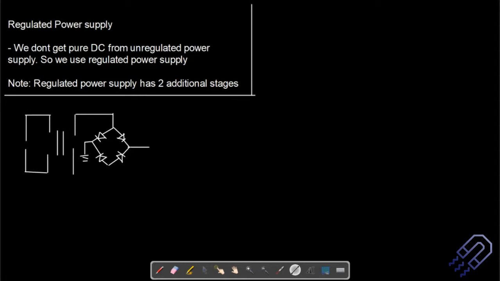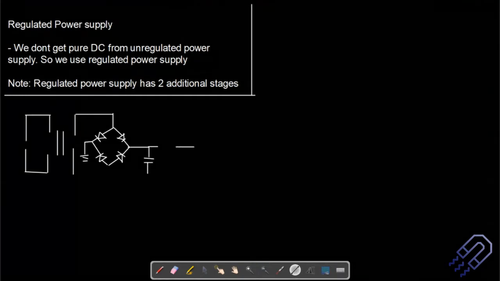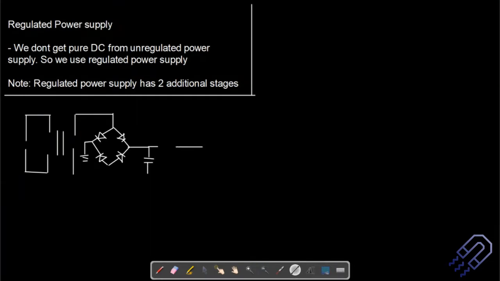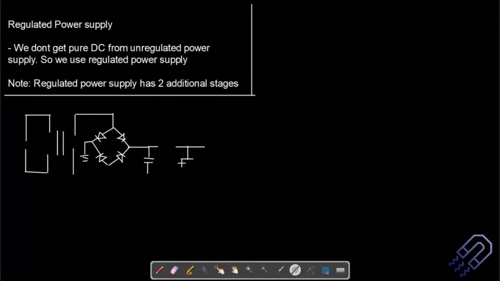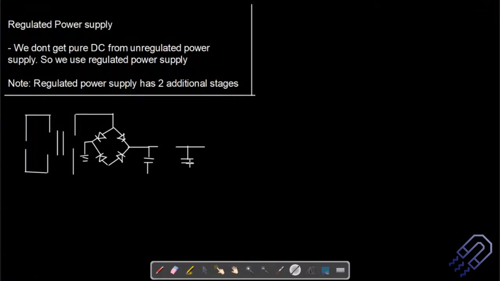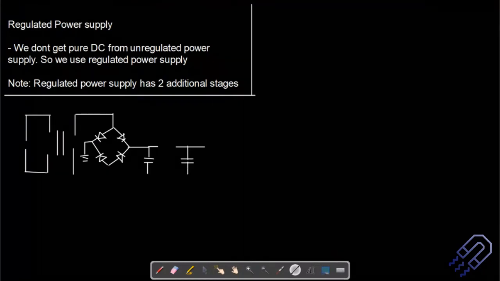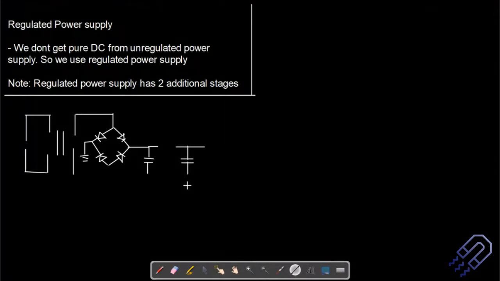Then maybe I can have this. This is the stage which is also there in a normal unregulated power supply. You basically have a capacitor here and an inductor here. It's an LC circuit. An LC circuit is also called a filter circuit, because you know the property of a capacitor blocking the DC and allowing AC, so you can use this circuit as a filter circuit.